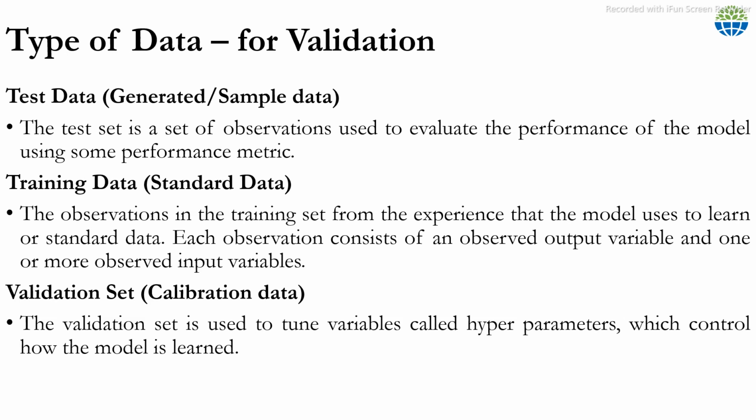The training set is the experience that the model uses to learn, and it is the standard data. Standard data is also known as learned data or training data. And the third one is calibration data. Calibration data is for a validation set. This validation set is used to tune variables called hyperparameters, which control how the model is learned or how the model works, right?